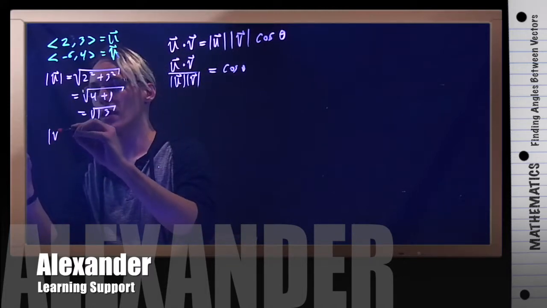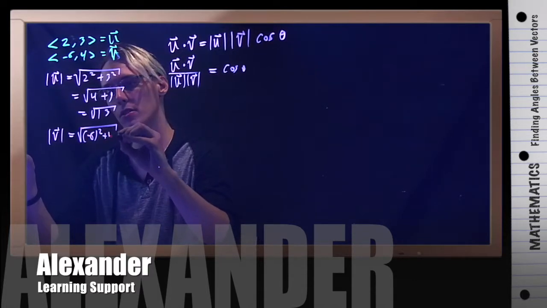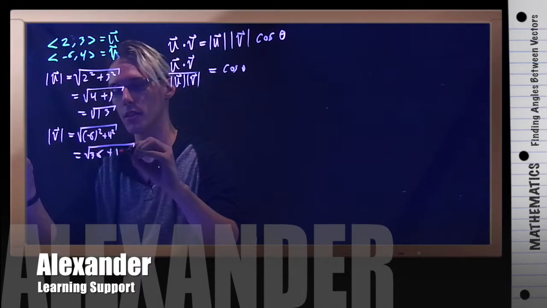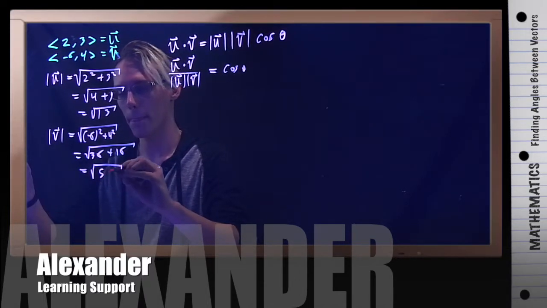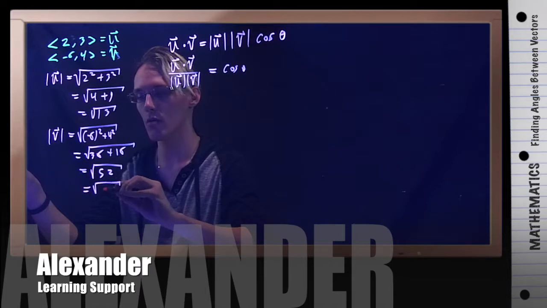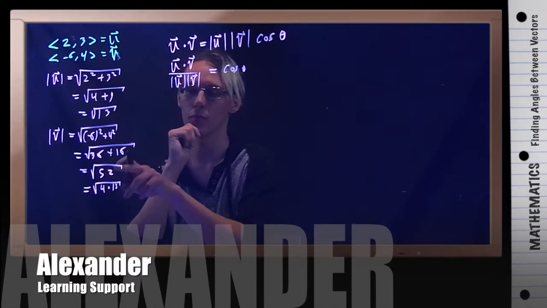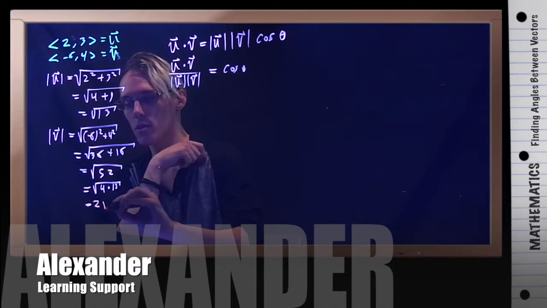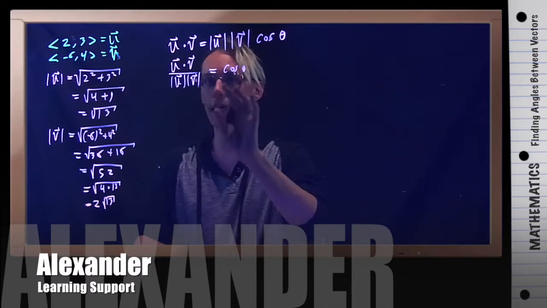Now, as for the magnitude of v, this is going to be the square root of negative 6 squared plus 4 squared. So 36 plus 16, which is equal to the square root of 52. Now, can I break that down any further? Yes, I can. This is actually equal to the square root of 4 times 13. I saw that as 2 times 26, and then 26 broke down again, so I got 4 times 13. And the square root of 4 is 2, so this is 2 times the square root of 13. Cool.